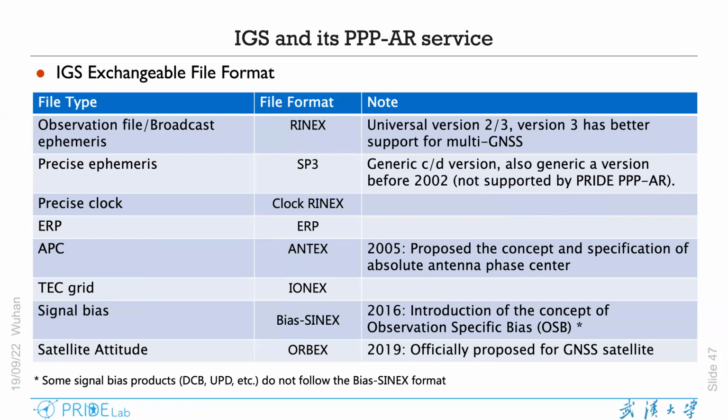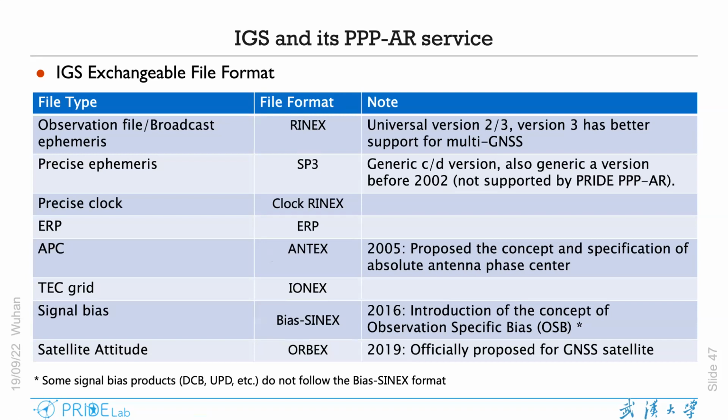And then we have the APC, antenna phase center, described in the ANTEX file. The ANTEX file is defined by the IGS as well. So it contains all kinds of satellite antennas and all kinds of receiver antennas. It will describe both the phase center offset and the phase center variations. The phase center variations will depend on the azimuth angle as well as the elevation angle of the satellites with respect to the antenna.